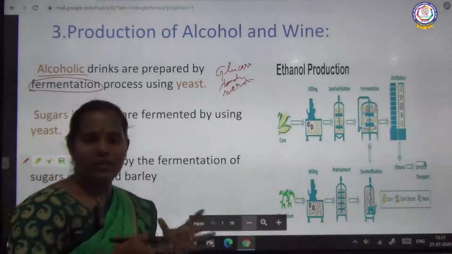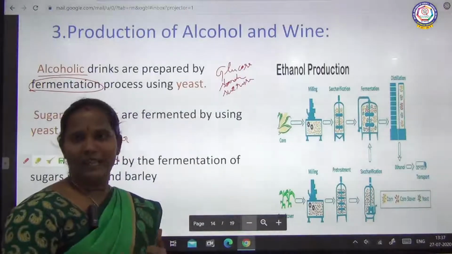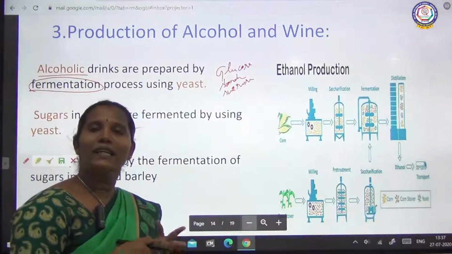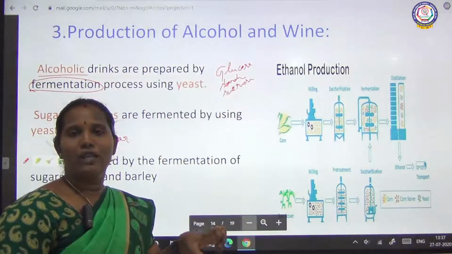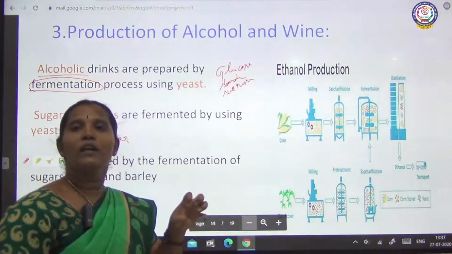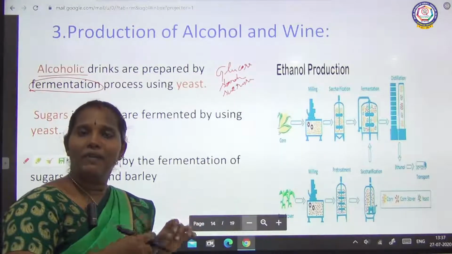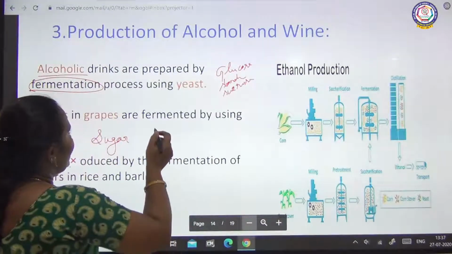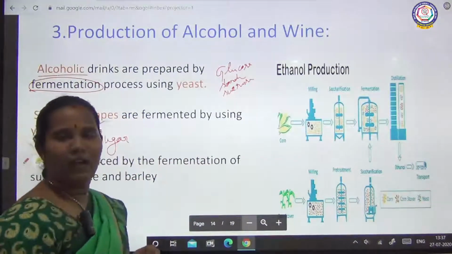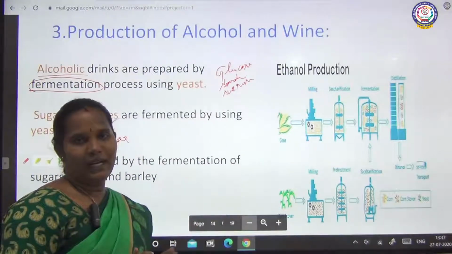In this sugar content, yeast can grow easily. So if they are growing in the sugar content, what are they doing? They are absorbing food from the sugar content. After the digestion, they let out some alcohol and aldehyde. This process is called fermentation.